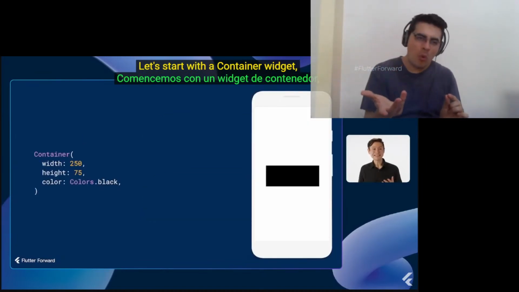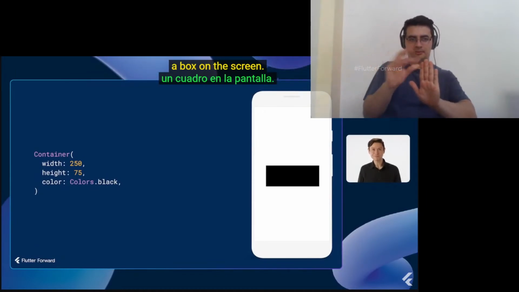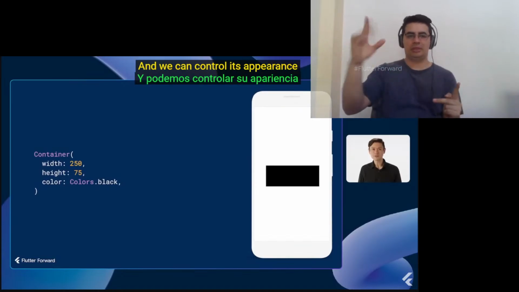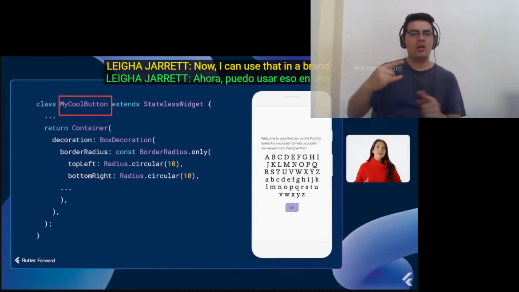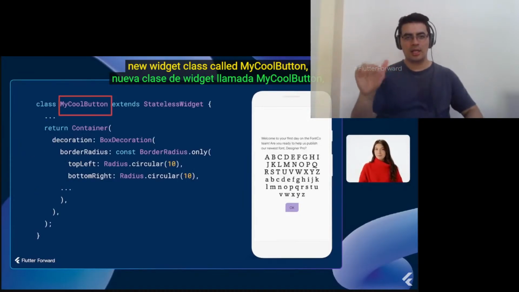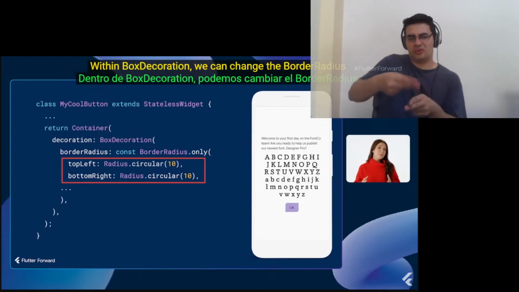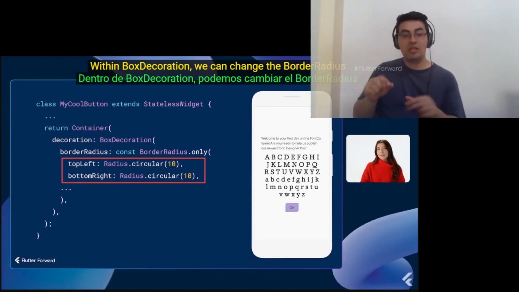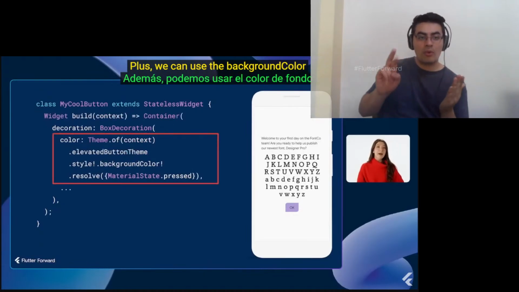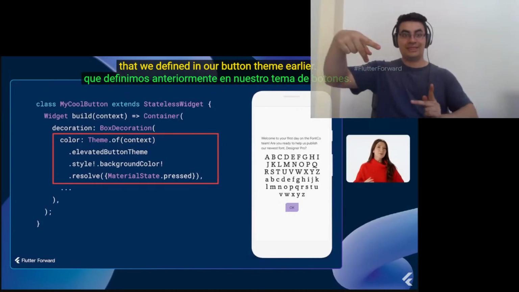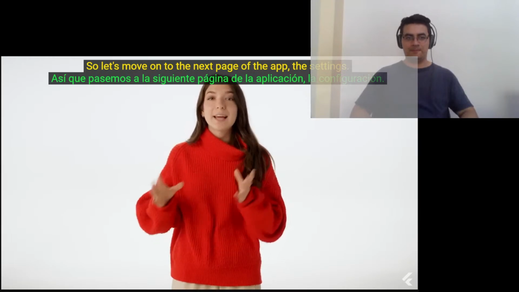Let's start with a container widget, which is a very generic widget that just gives us a box on the screen. And we can control its appearance with a box decoration. Now I can use that in a brand new widget class called MyCoolButton, which will return a container with a box decoration. Within box decoration, we can change the border radius for 2 of the corners to make them curved. Plus, we can use the background color that we defined in our button theme earlier. So let's move on to the next page of the app, the settings.